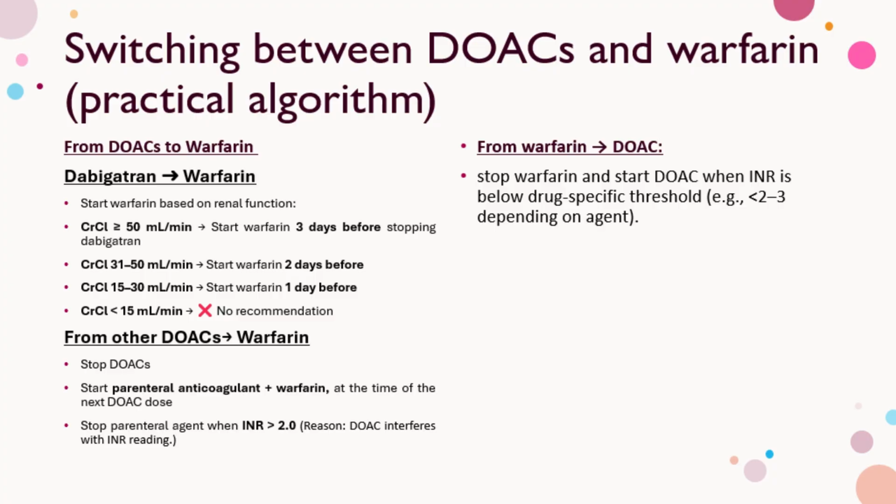Transitioning between anticoagulants requires careful planning to maintain continuous protection while minimizing bleeding. For example, from rivaroxaban to warfarin, stop rivaroxaban and start both a parenteral anticoagulant and warfarin at the next scheduled dose. Continue bridging until INR exceeds 2.0. This approach is needed because rivaroxaban can falsely elevate INR, making early readings unreliable. Similar principles apply when transitioning between other DOACs, parenteral agents, or VKAs, as guided by pharmacokinetics and half-life.